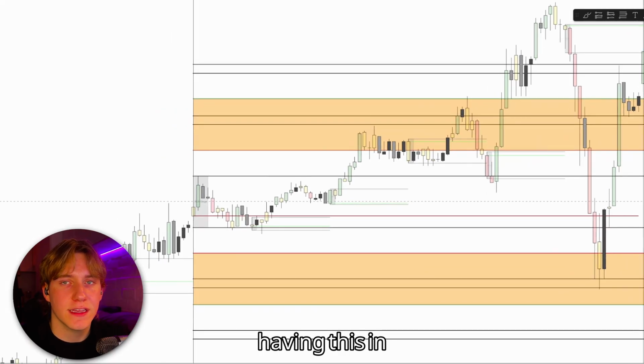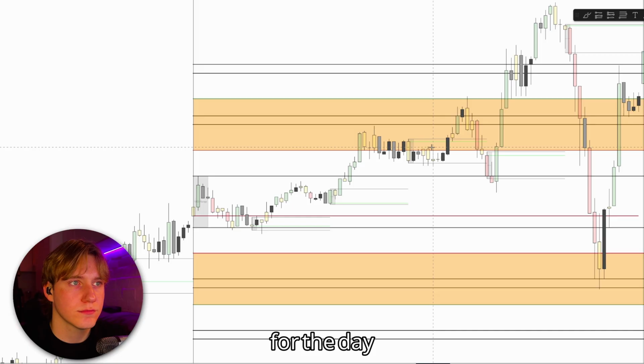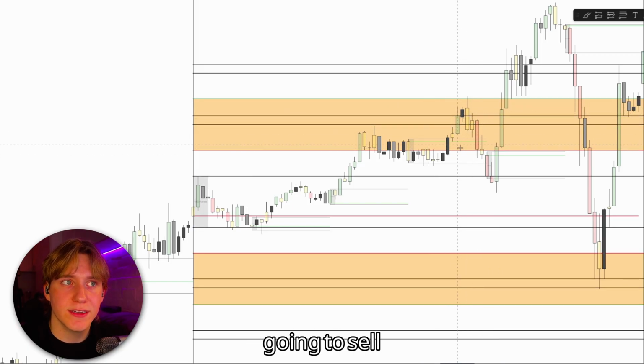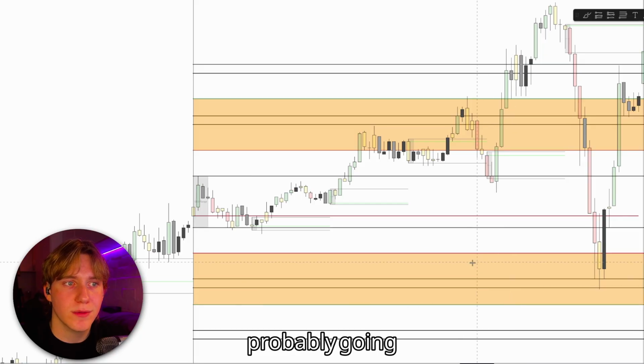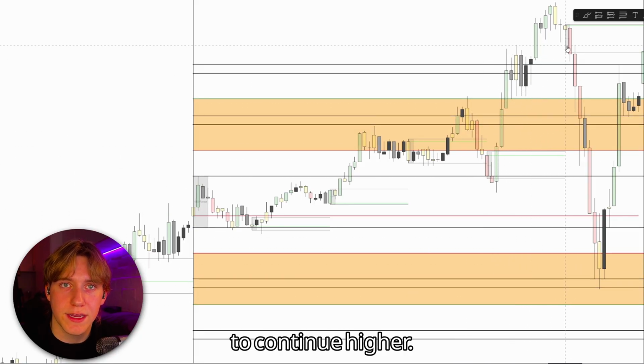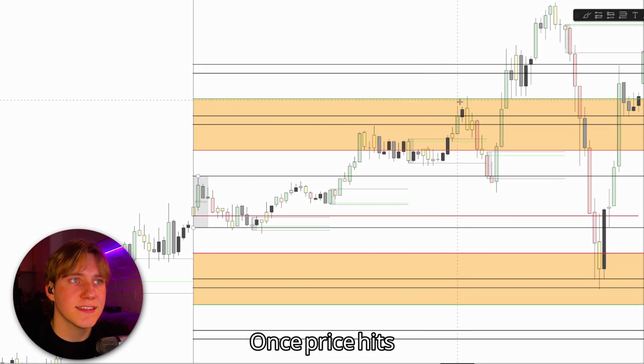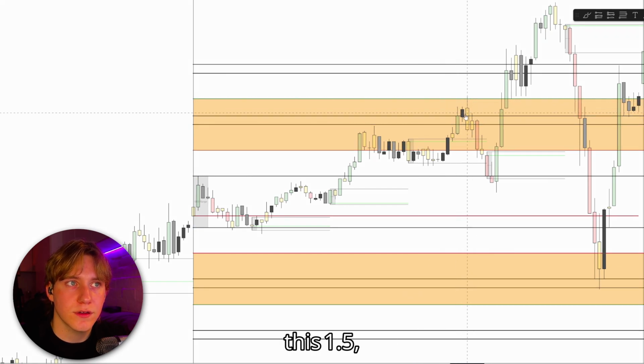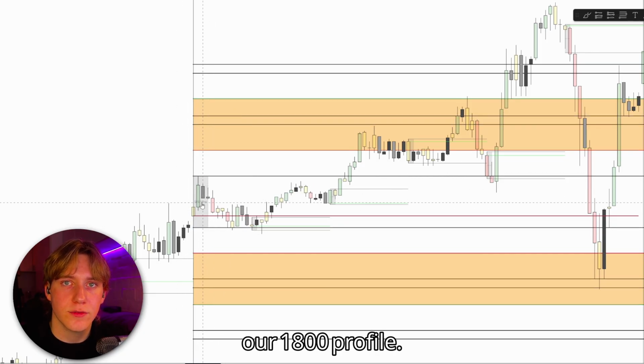So just having this in our chart, we already have 2 points of entries for the day marked out for us. We already know we're probably going to sell from this point, and we already know we're probably going to buy from this point unless we close above and confirm to continue higher. Once price hits this 1.5, we have our candle count to go lower and then continue to the draw on liquidity, which is going to be our 1800 profile.